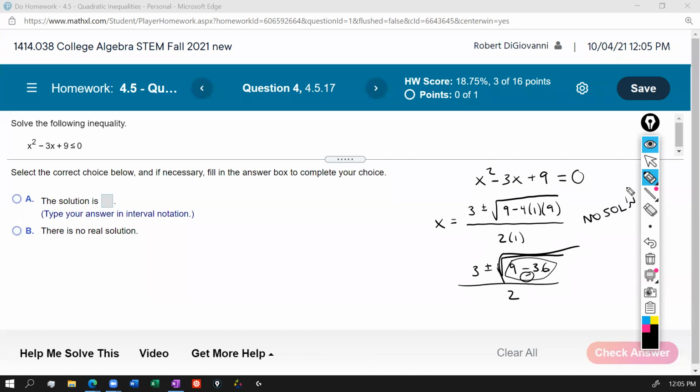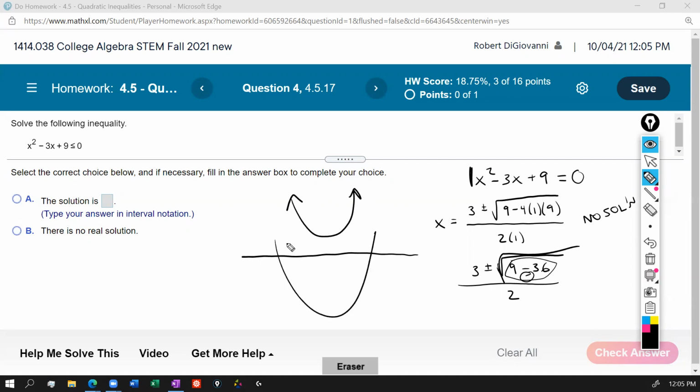And what that tells me is that this parabola never hits the x-axis. Okay, but if it never hits the x-axis, and it opens up, then it must be above the x-axis, right? Must be above, because if it were below and opened up, I would hit twice. Can't do that. So this means that my function is always above the x-axis, which means it's always positive.